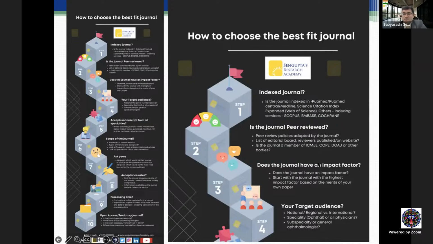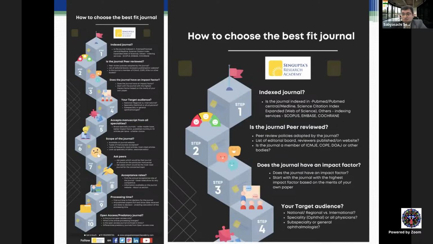Then, does the journal have an impact factor? Remember that having an impact factor and being indexed in PubMed are two entirely different things. Impact factor is given by Web of Science, or Science Citation Index Expanded, and the organization which does it is called Clarivate Analytics. It's entirely different from PubMed, right? However, most of the good journals are analyzed by Clarivate Analytics, and you get an impact factor. The higher the impact factor, the better the journal.